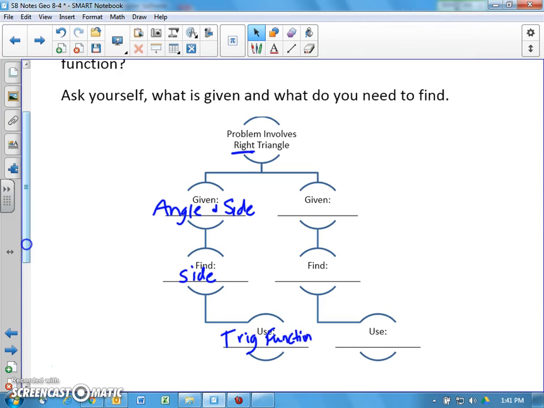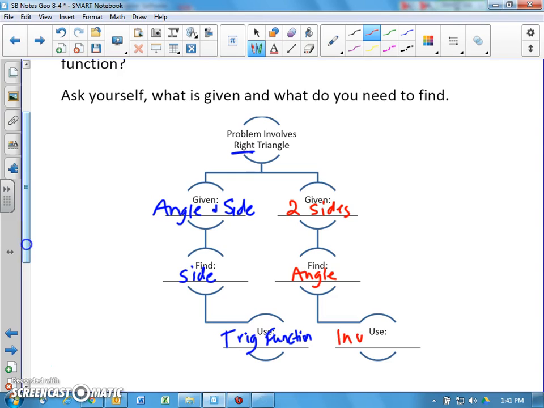If, on the other hand, you're given 2 sides, then what you're going to need to do is find that angle. If you're finding an angle, you're going to use an inverse trig function. Make sure that you think about these as you're going through. If you're using inverse, you're finding an angle.